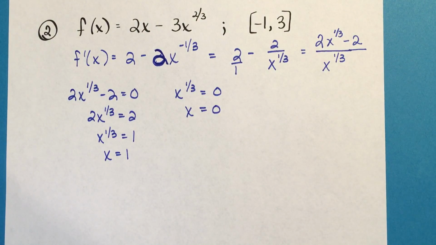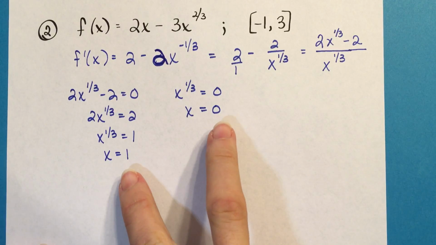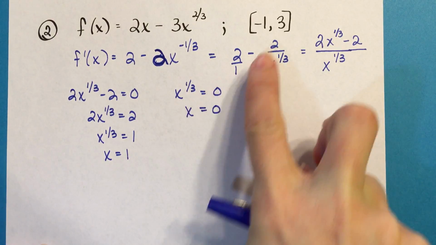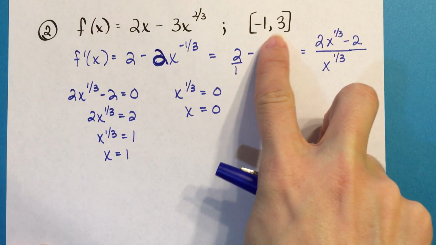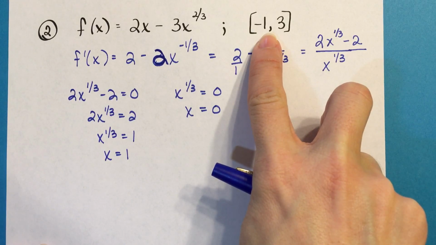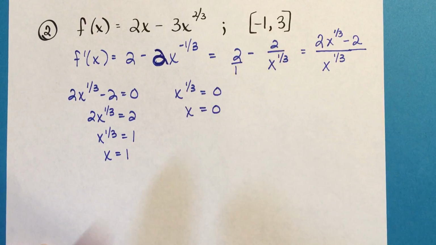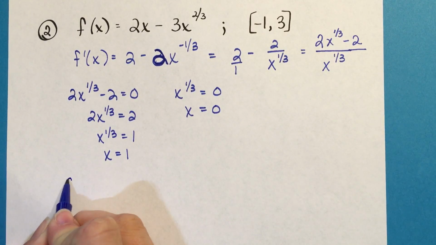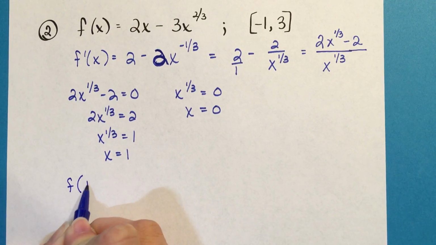Step 2 is to evaluate the function at each of these values. Now, I mentioned this a while ago. Double check and make sure that these values are within this closed interval that you're concerned about. And you are. 0 and 1 are in here. So we need to evaluate our function at 1.